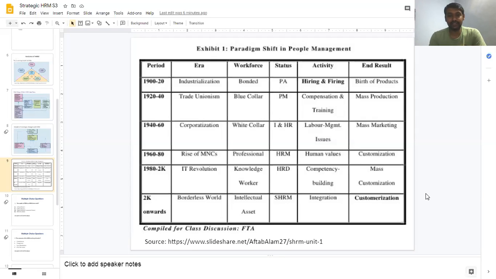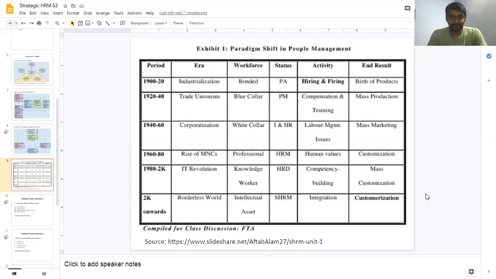So instead of customization, it has become customerization. We have to satisfy the customers. Since it is a borderless world, there will be clients across different countries. We have to satisfy them. They are the customers. In order to satisfy them, you build up your intellectual knowledge. You will be given training for that, because the customer is a king in the market now. So in order to achieve customerization in the borderless world, SHRM plays a very important role in every organization.